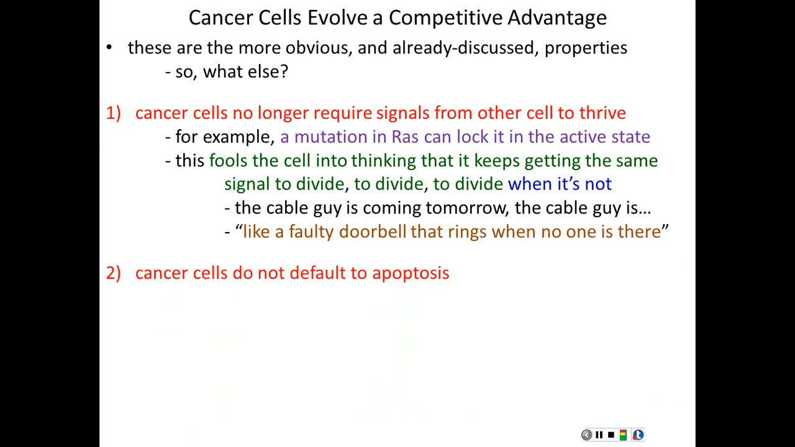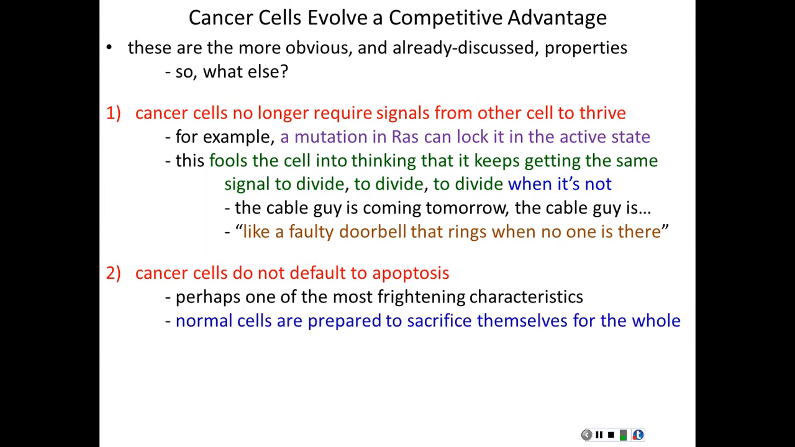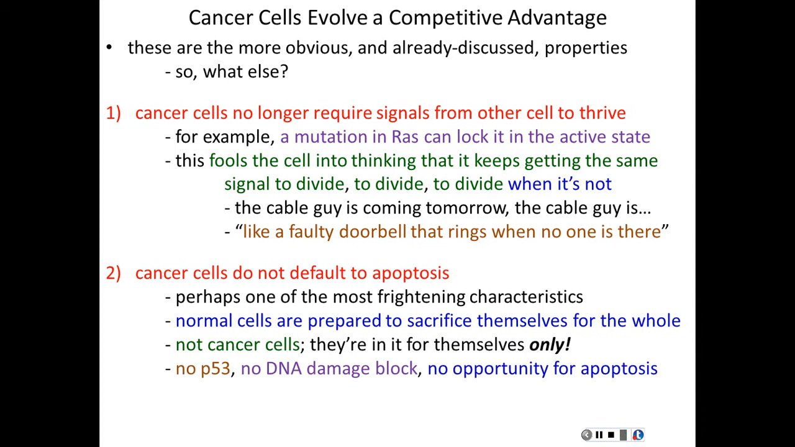Another thing that cancer cells do, making that a supercell, they no longer default to apoptosis. Cancer cells are no longer willing to take the bullet for the larger organism. It's perhaps one of the most frightening characteristics of the disease. Normal cells will kill themselves in a moment to sacrifice themselves for the greater good of the organism, and normal cells will do so when they cease receiving the correct signals to survive. Not cancer cells. Again, they're asocial. They're selfish, and they're in it for themselves only. Cancer cells will continue to divide, regardless of what signals they're receiving or not. Cancer cells do not undergo apoptosis.